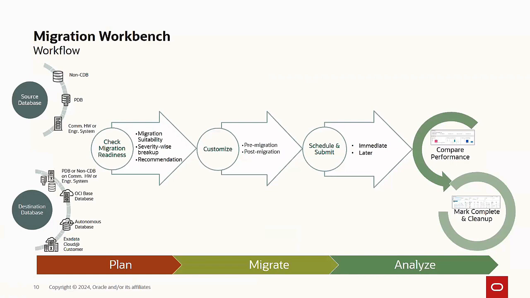Similarly, destination database could be 19C till 23C, RAC, single instance databases running on XRCC, XRCS, or autonomous database, or maybe OCI-based database services, or it could be on on-premise environments as well. You can do pre-migration readiness check of a source database to know if your source database is ready for migration.